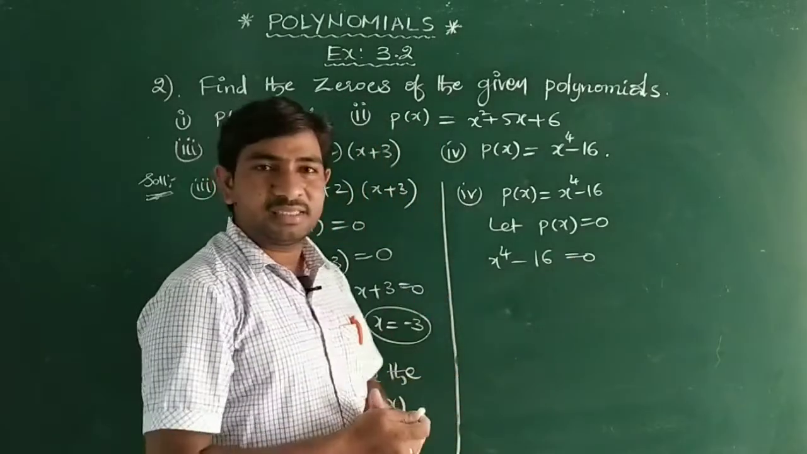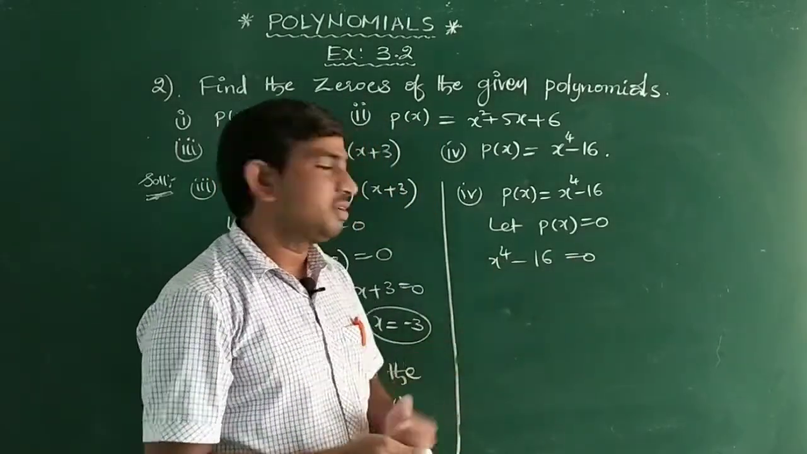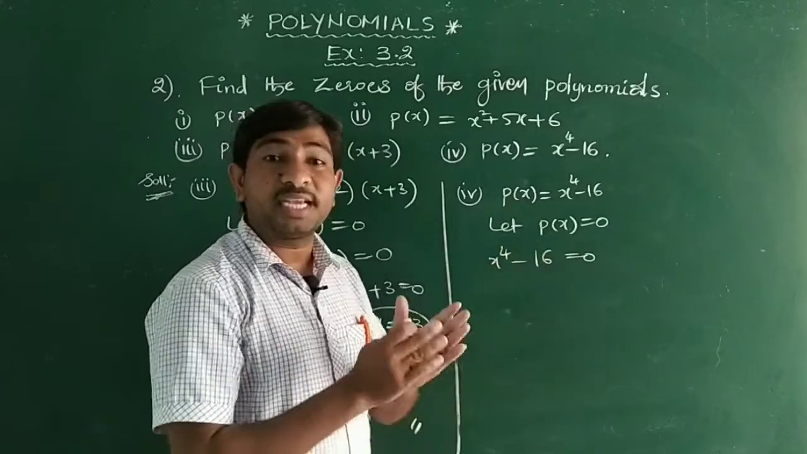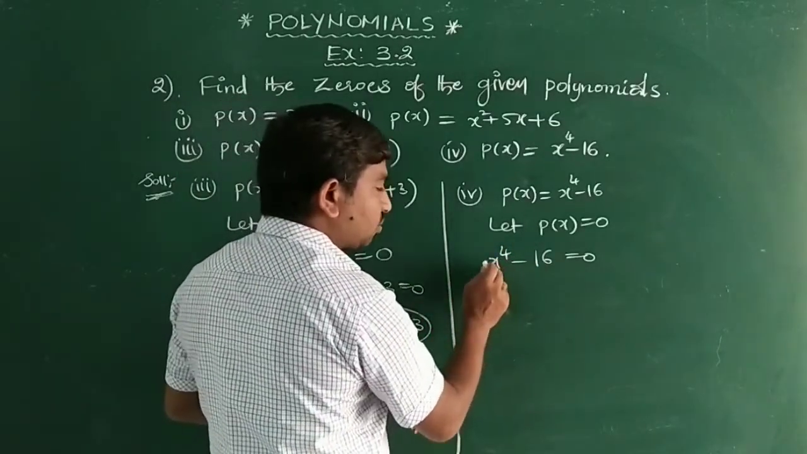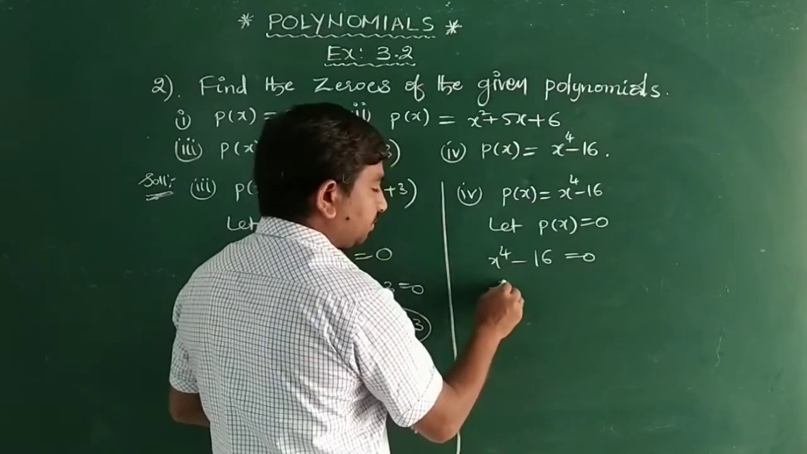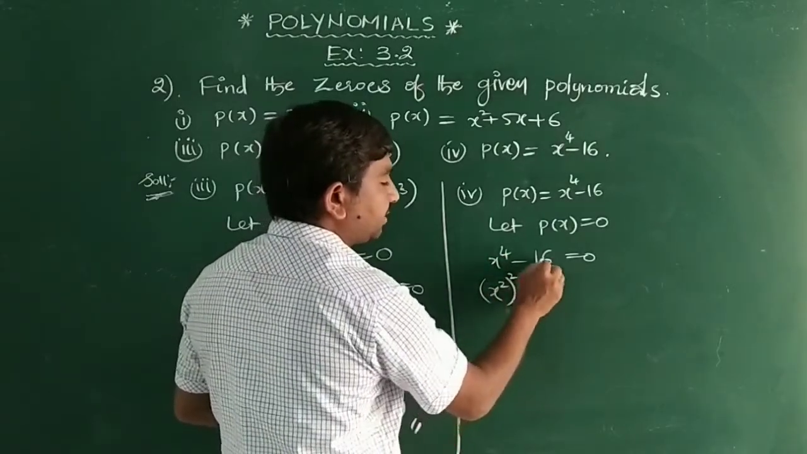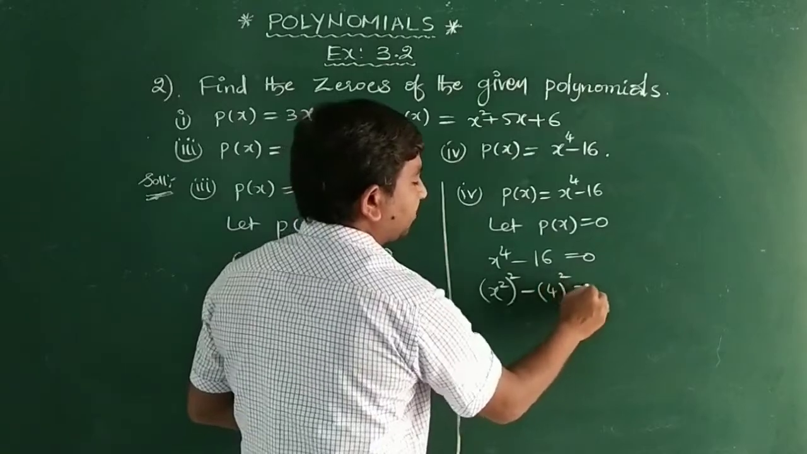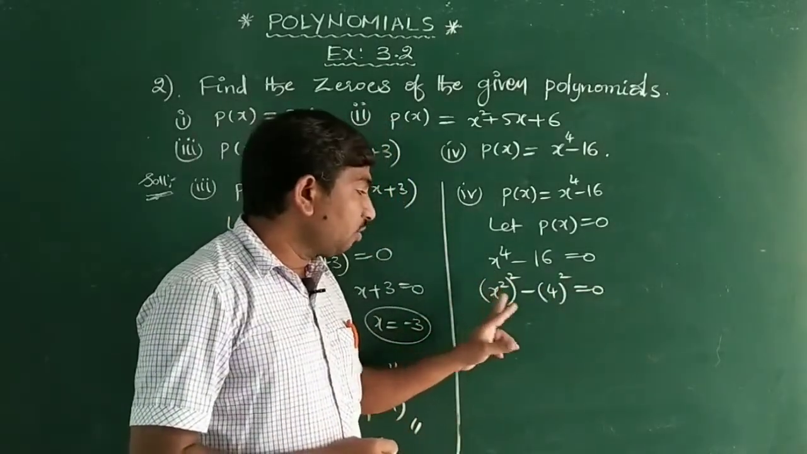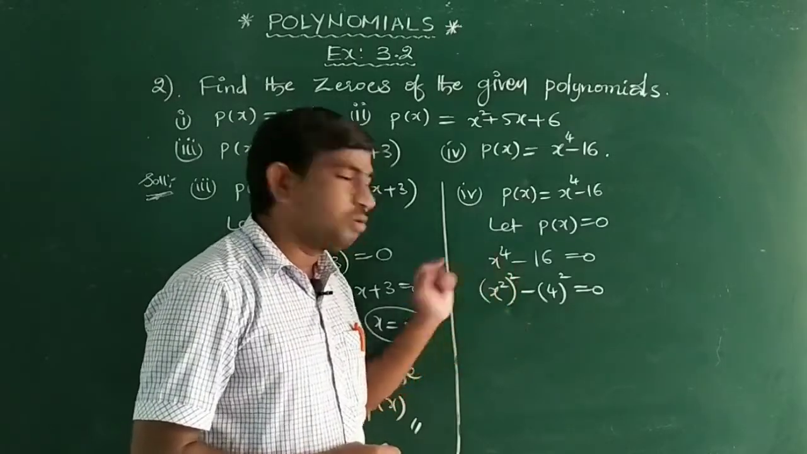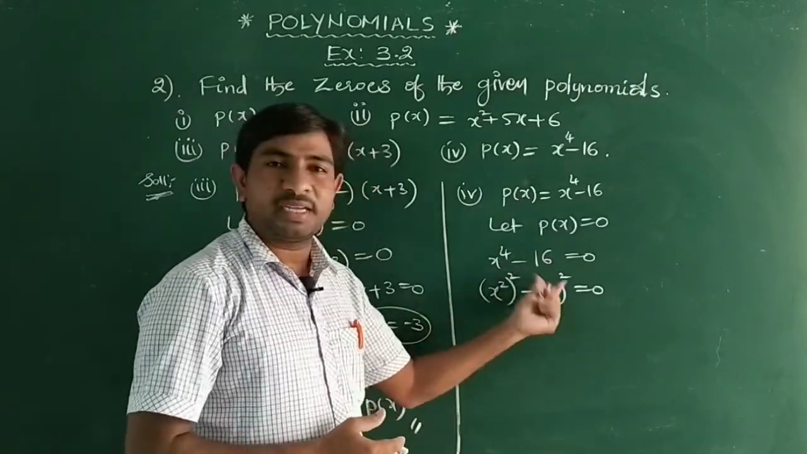So in this case, we can rewrite this into the form of a power 2 minus b power 2, meaning a square minus b square form, such that we can write it as x square whole square, minus this 4 square, is equals to 0. So what I have written here, x square whole square means x to the power of 2 into 2, which is 4 only. Again, 16 can be written as 4 square.